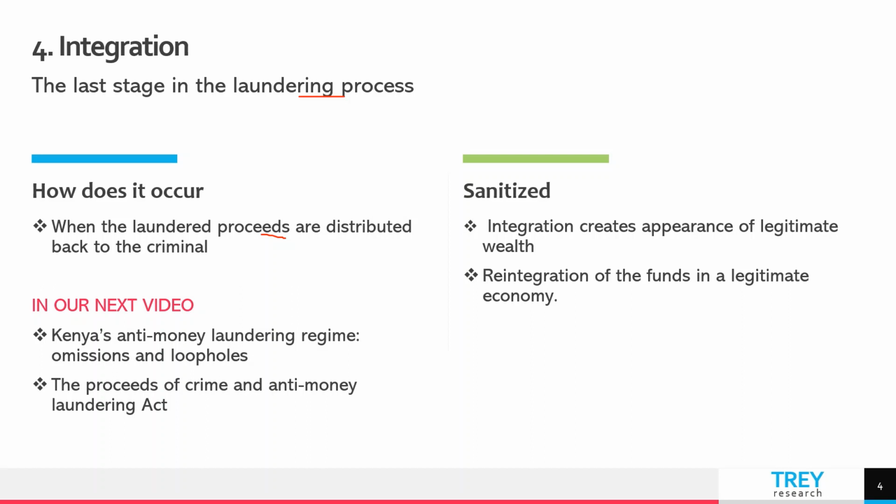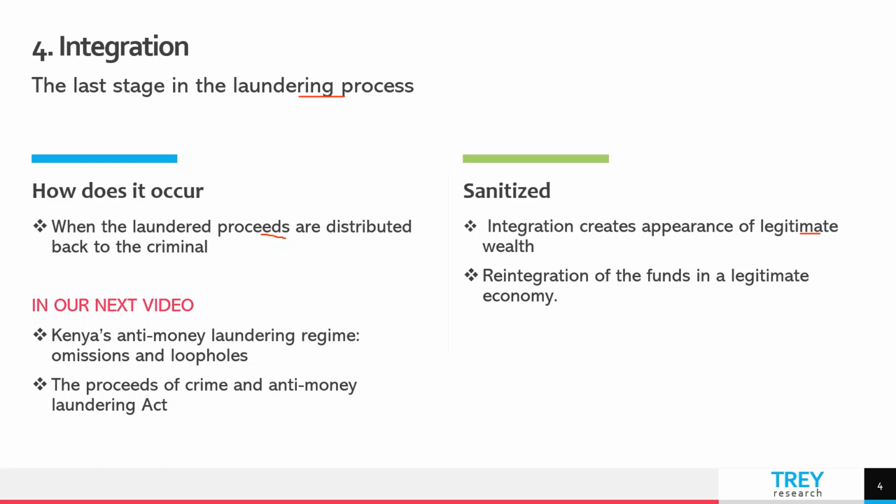Integration creates appearance of legitimate wealth, meaning that you're able to say, wow, this man has worked so hard. An example here would be that through this entire process of money laundering, you can find that Okello opens up a salon in an expensive neighborhood, expensive haircut, pedicure, manicure, everything is expensive, and you're wondering who comes here.